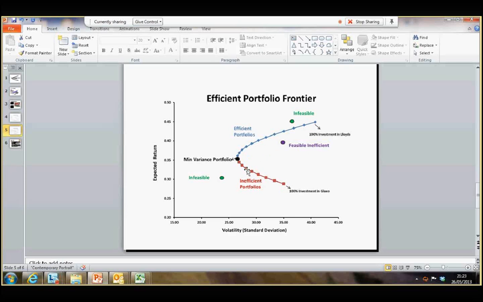The one in the red is inefficient because at any point here, for that given level of risk, we can earn a higher level of return. For example, when you are here, let's say that 30 is your standard deviation, but at 30 standard deviation, you can earn as high as here, okay, 0.40% of return.